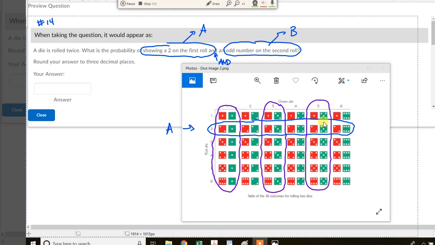Okay, so we want the probability of both together. Well, can I count that directly? The answer is yes, I can. Direct and means the overlap.